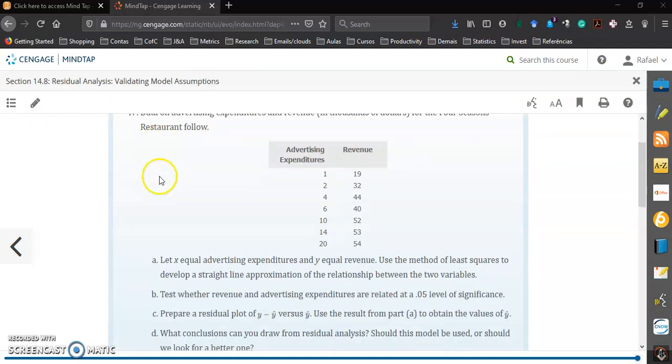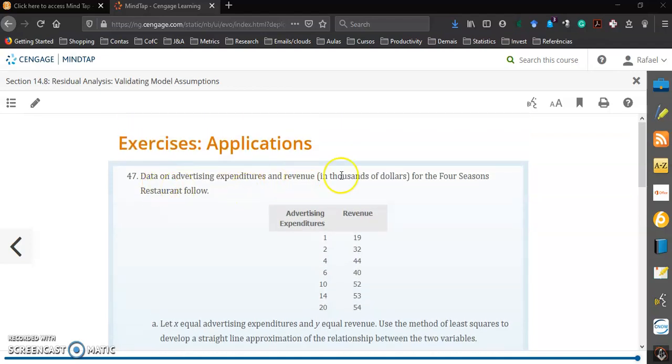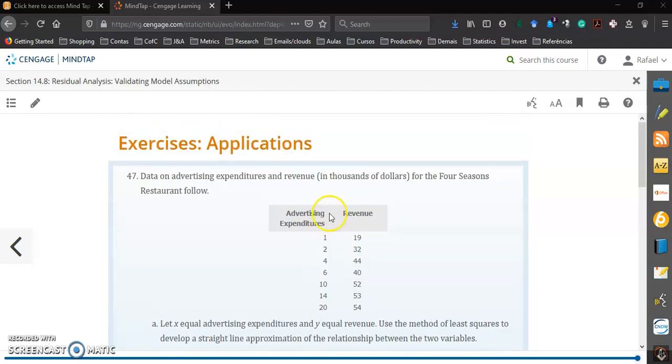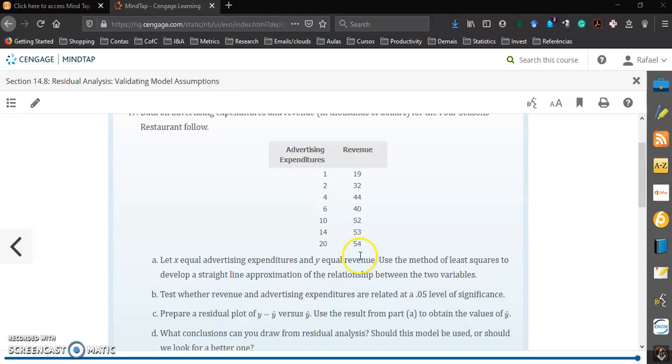So this is problem 47, data on advertising expenditure and revenue for the Four Seasons restaurant follow. So we have a certain amount of expenditure in thousands of dollars and the revenue in thousands of dollars. So the question is, let the independent variable be how much the hotel advertised and y be the revenue. Use the method of least square to develop a straight line approximation of the relationship between the two variables.